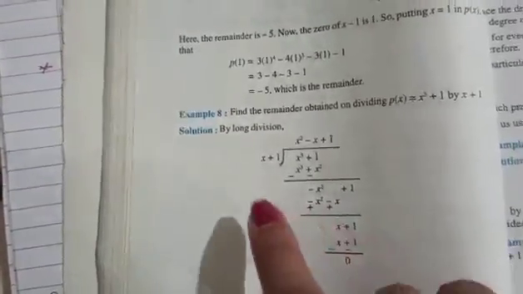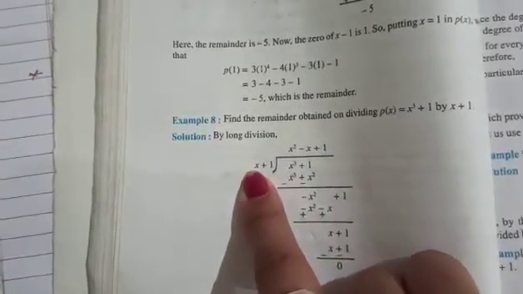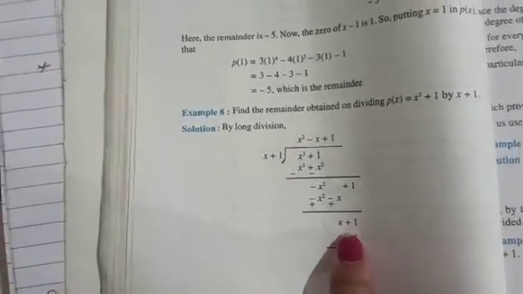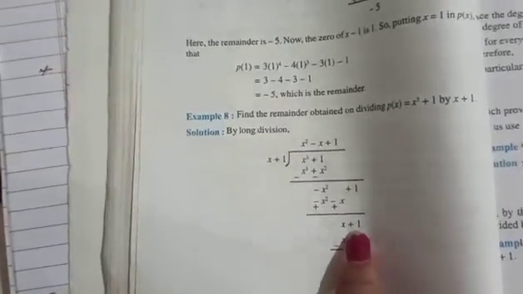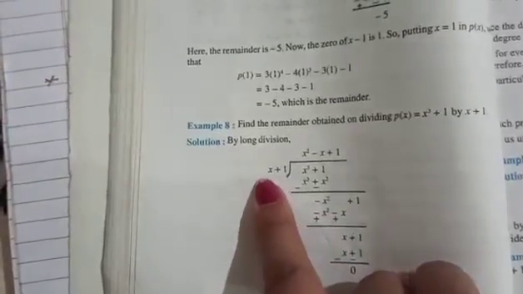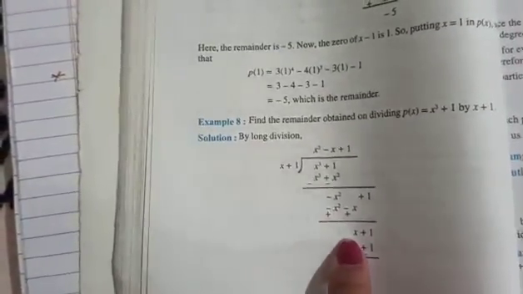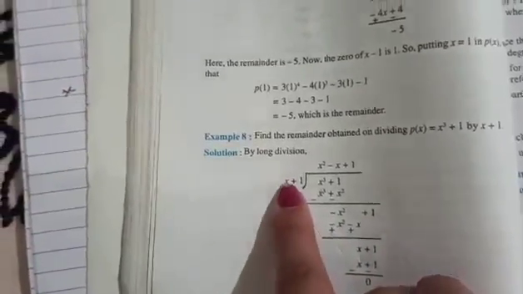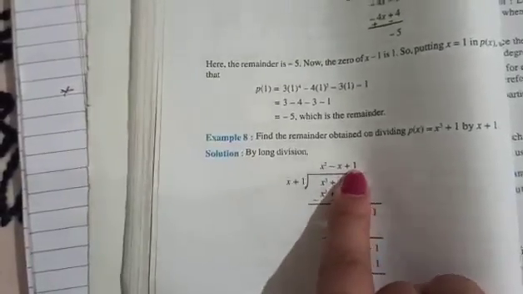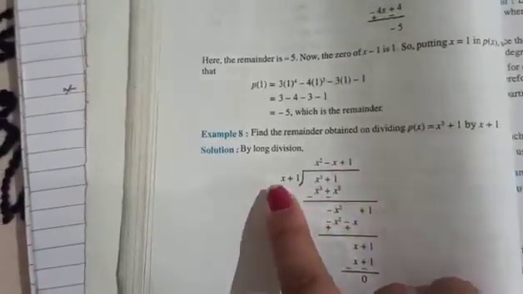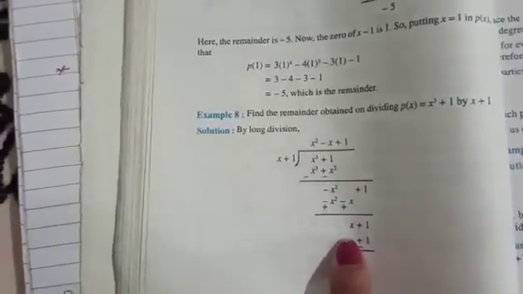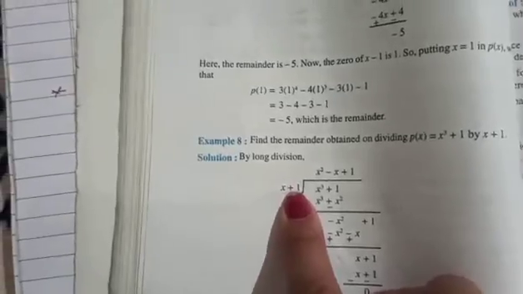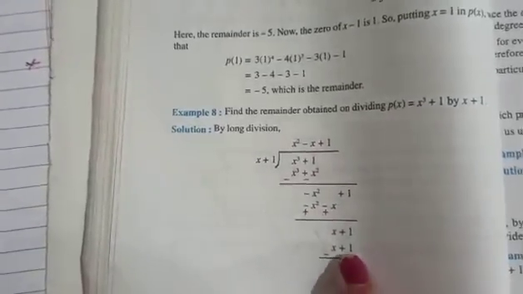Okay, now the first term of the divisor is x, and our new dividend is x plus 1. The first term of the divisor is x and the first term of the dividend is also x. So to get x here, we will multiply x with plus 1. So write here plus 1. X multiplied by plus 1 is plus x, and then the second term of the divisor is to be multiplied also. So plus 1 multiplied by plus 1 is plus 1.